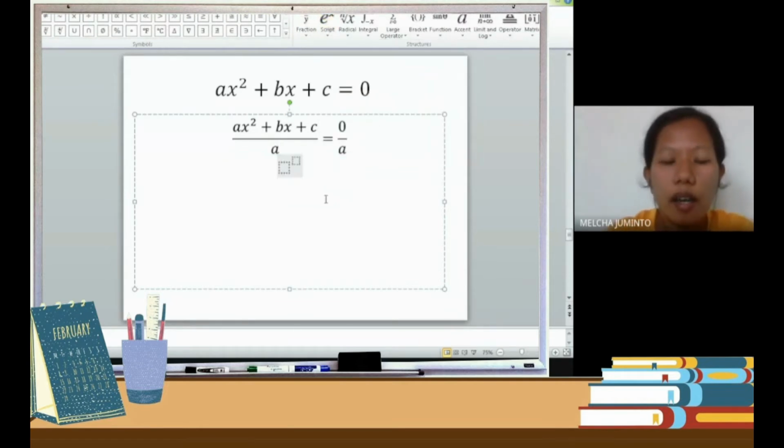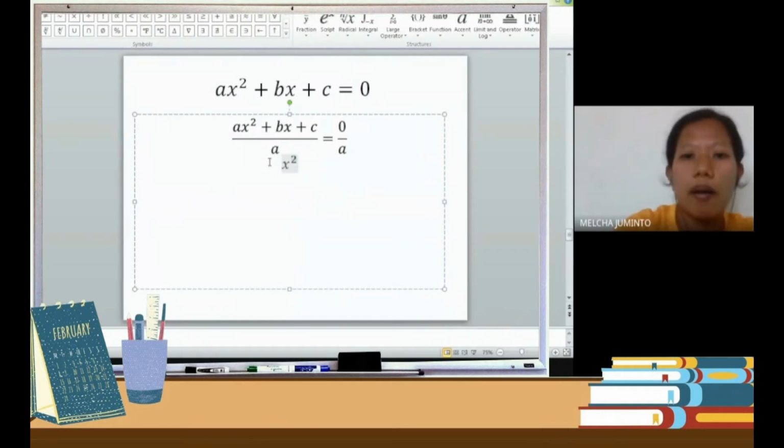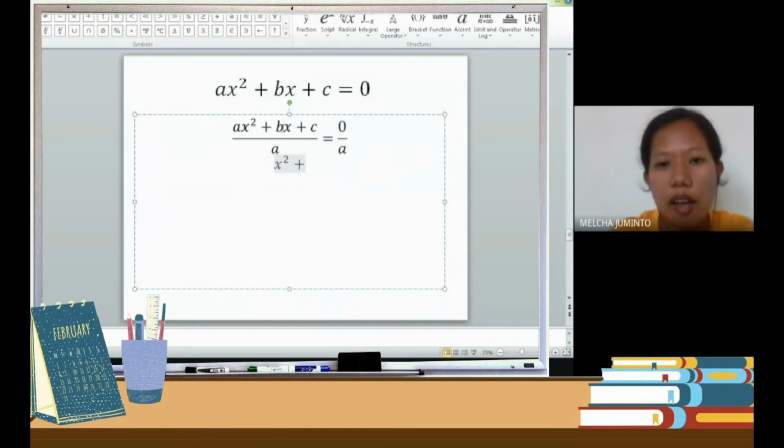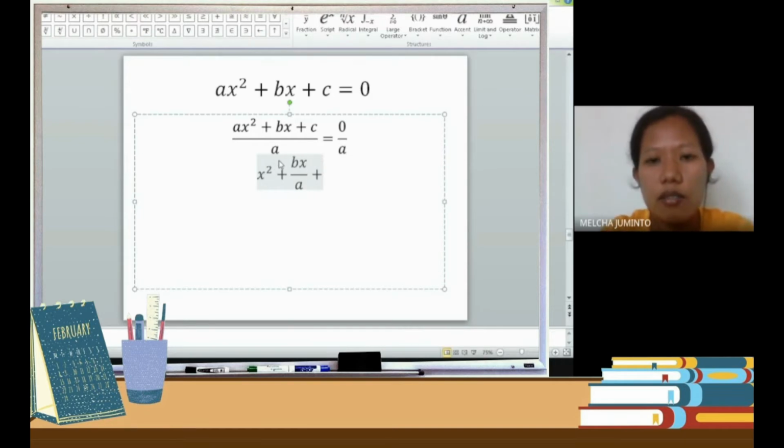Okay, dividing ax squared by a will give us x squared. So a will be cancelled because there is an a in the numerator and an a in the denominator. While bx divided by a, nothing cancels because b is different from a. Simply write bx over a. Same with c: c divided by a is c over a. While 0 divided by a is 0.